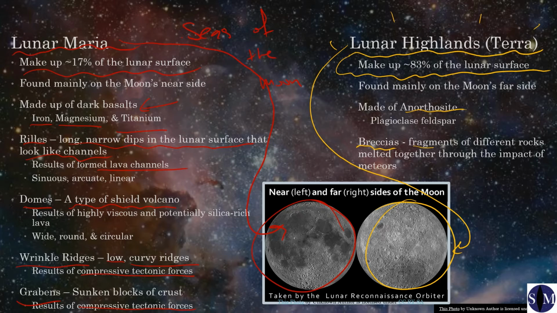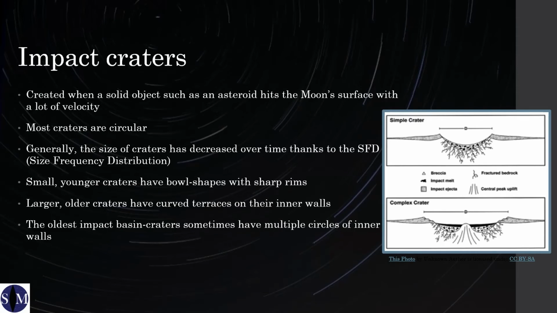Breccias are fragments of different rocks melted together through the impact of meteors. The breccias are found in both lunar maria and lunar highlands, but they are much more common in the lunar highlands. Next, let's talk about impact craters.